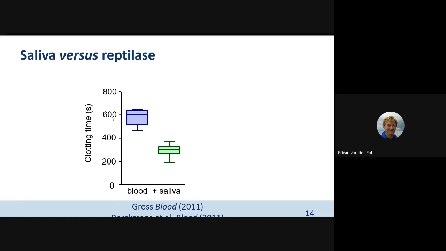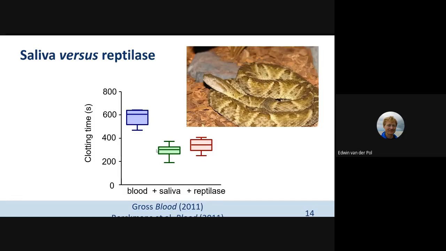Now, if we added the saliva to the blood of these volunteers, we saw that the clotting time reduced by a factor of 2, so to about 300 seconds on average. And that's actually very powerful because compared to the addition of reptilase, which is known to coagulate the blood at the fastest mechanism possible, this was about a similar result.